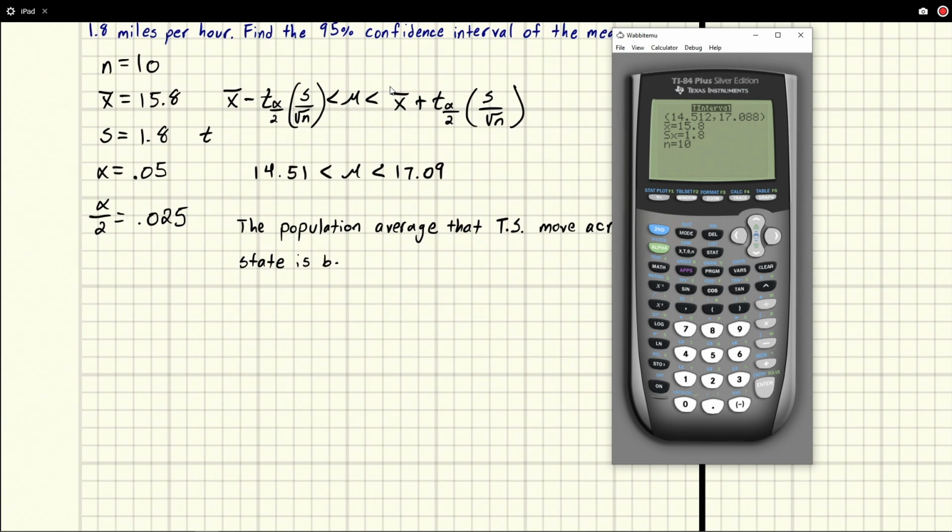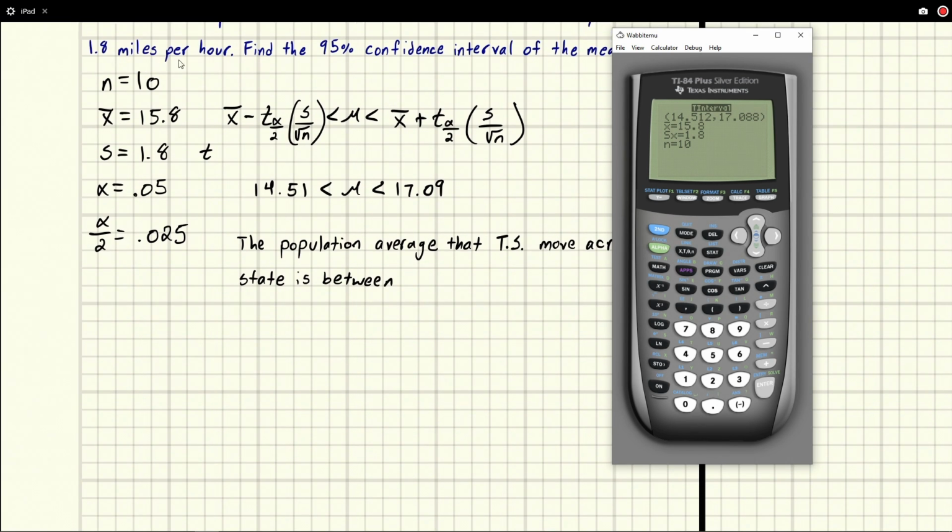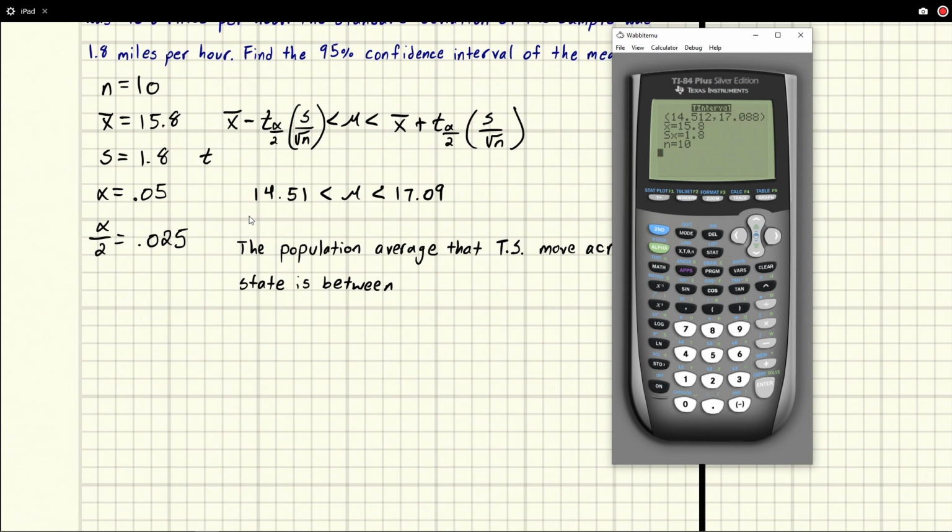is between, and what were our numbers in? They were in miles per hour. We can see right here, miles per hour. So they were between 14.51 miles per hour and 17.09 miles per hour. So this is how you would write your answer.